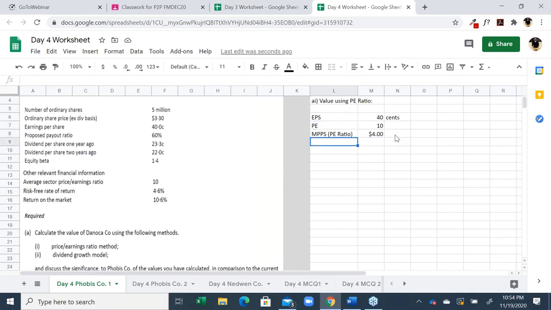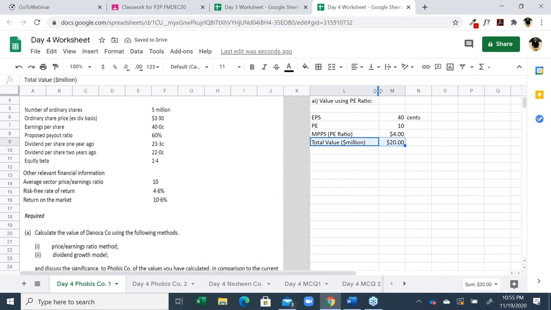And now let's calculate the total value by multiplying the price by the total number of ordinary shares, which is 5 million. So let me multiply it with 5 million. So the answer is in millions. We can say it's $20 million. So according to PE ratio, this company has a total value of $20 million.